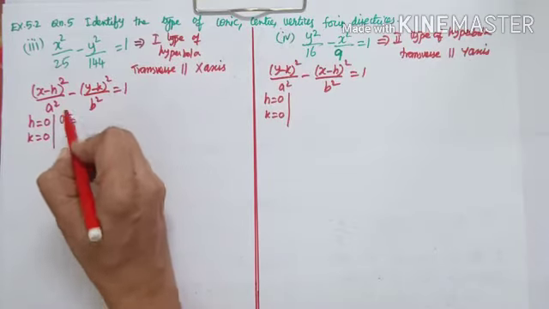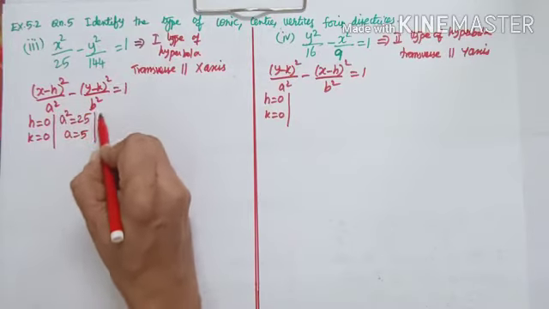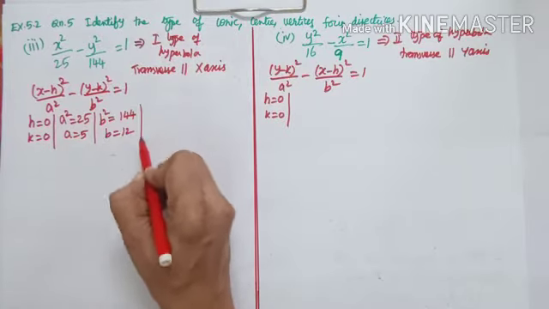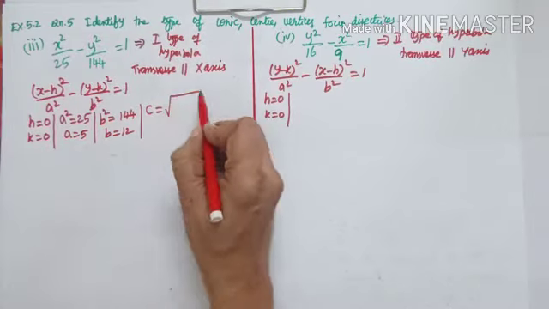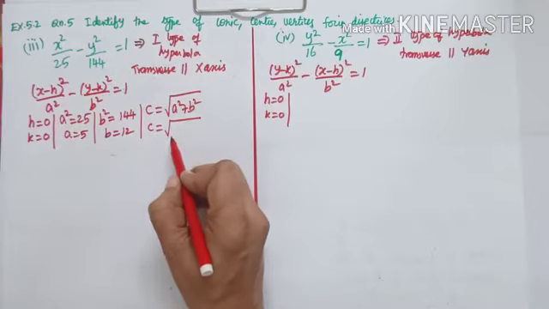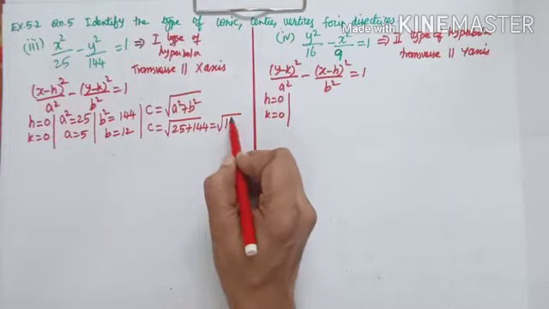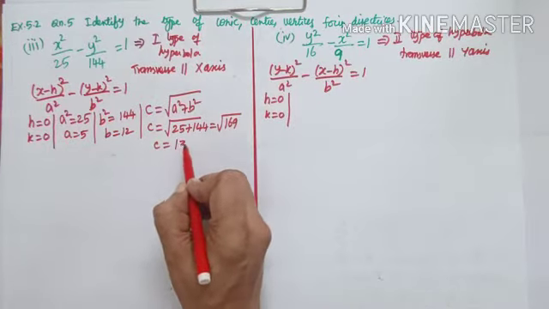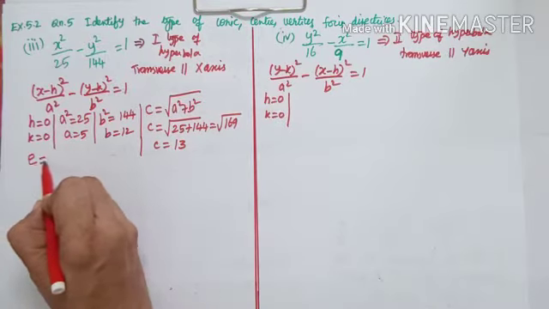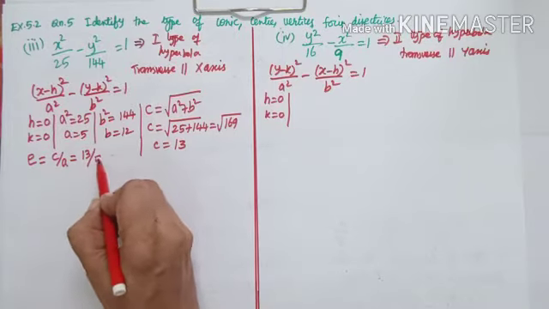Writing a square equals 25, so a is 5. B square equals 144, so b is 12. And we need to find c, which is the square root of a square plus b square. Root of 25 plus 144, that is root 169, giving rise to 13. Once I know c, we proceed on to e, which is nothing but c by a, 13 by 5.